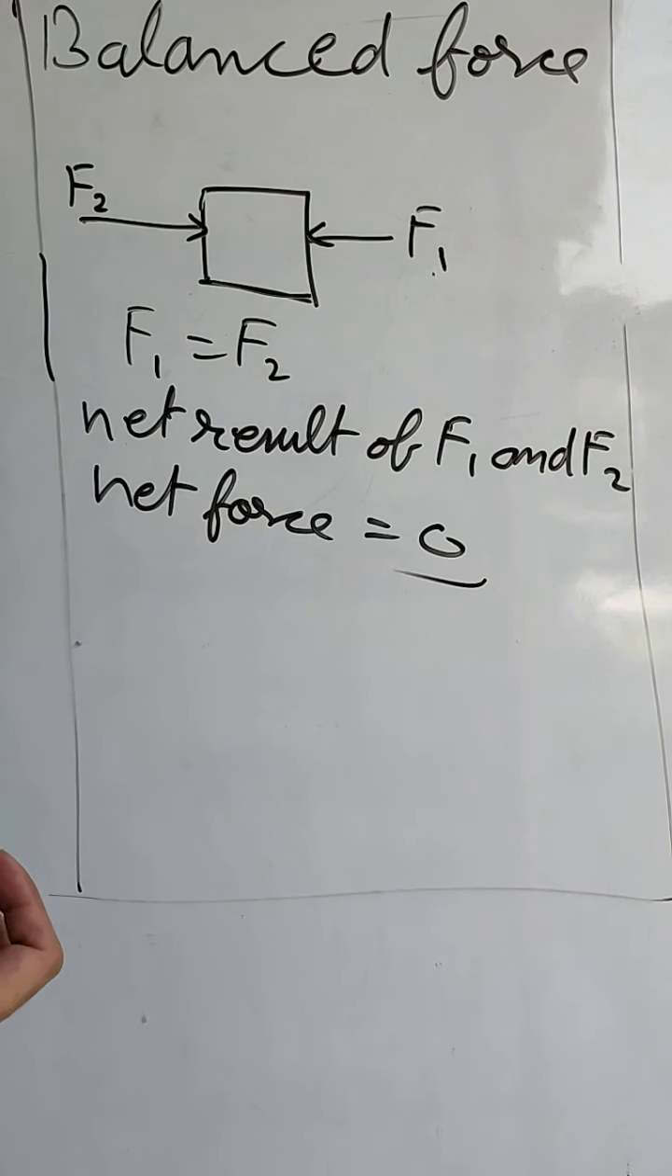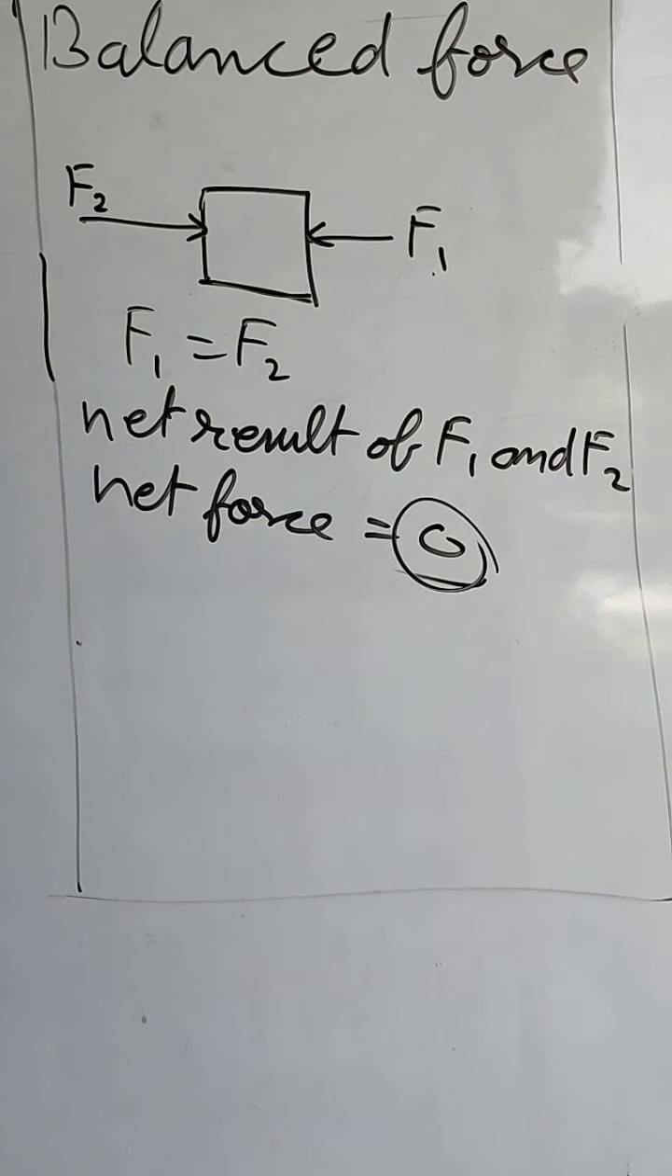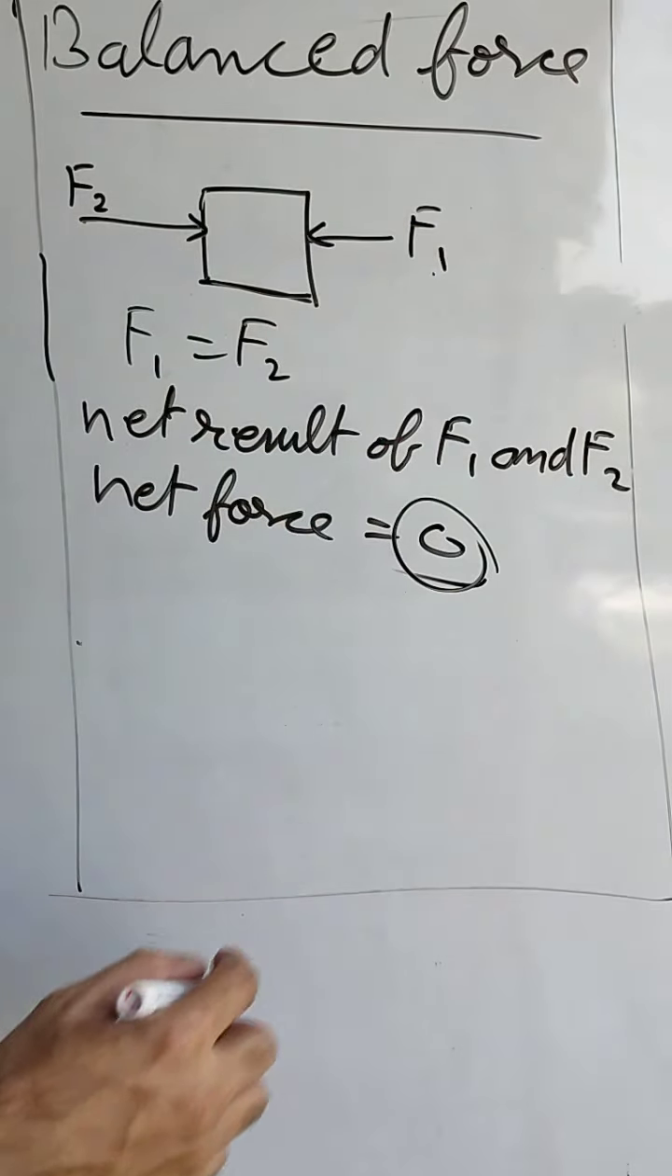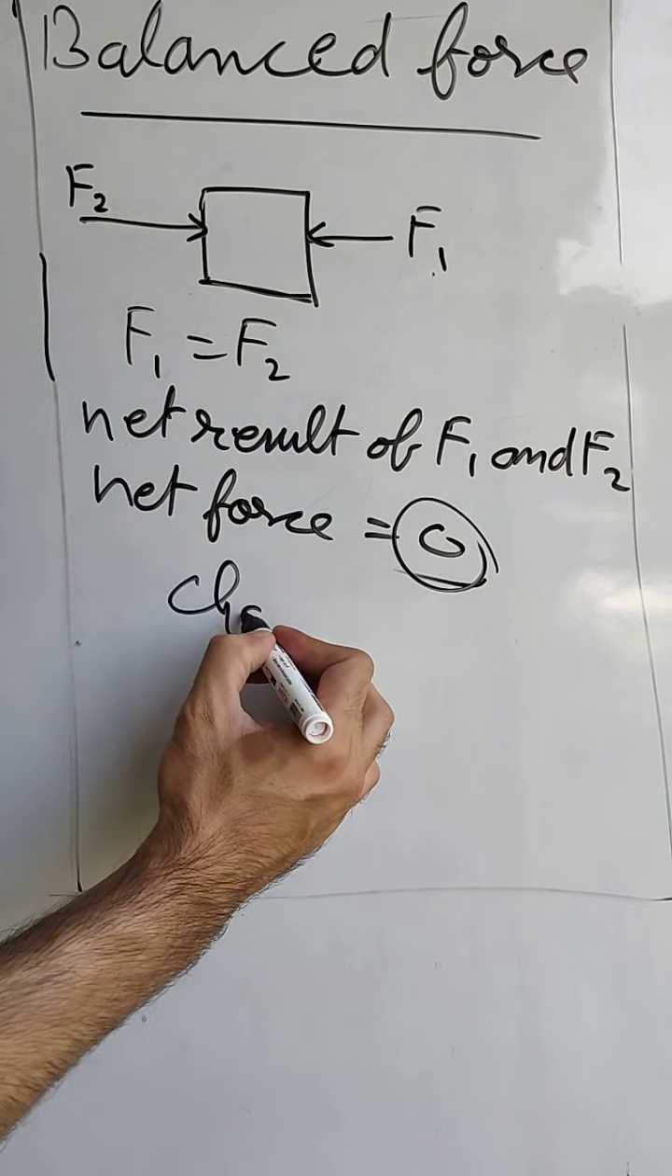So any pair of forces, or more than two forces, three forces, five forces, n number of forces, if the net result of all those forces is 0, then such forces are called balanced forces. These balanced forces can only be used to change the shape.